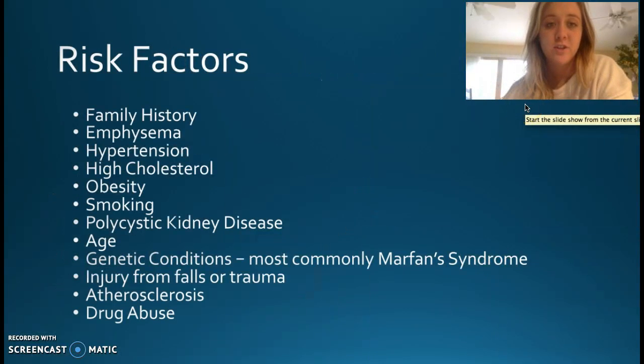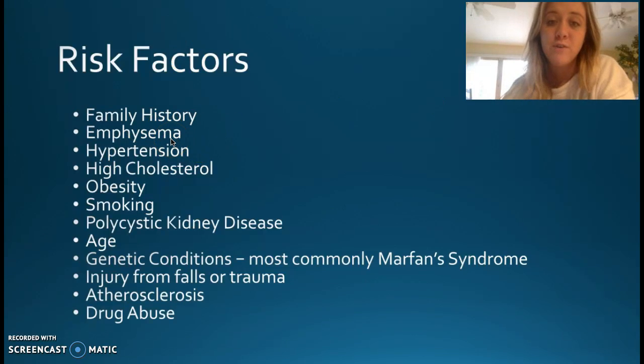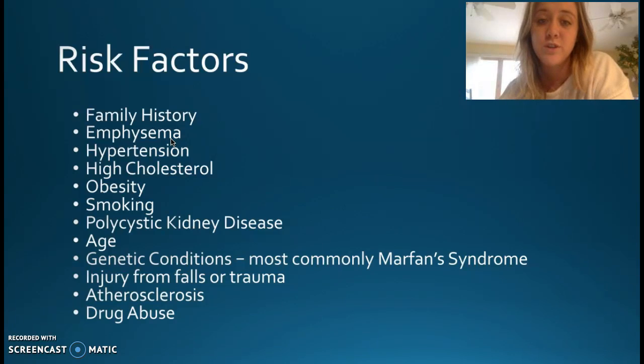So there are a few risk factors when talking about aneurysms, and they can be family history, hypertension, high cholesterol, obesity, smoking, polycystic kidney disease, and also your age is a risk factor. There also is if you had an injury from a trauma or a fall that can put you at risk of having an aneurysm. Also drug abuse and genetic conditions. The most common genetic condition associated with aneurysms is Marfan syndrome.